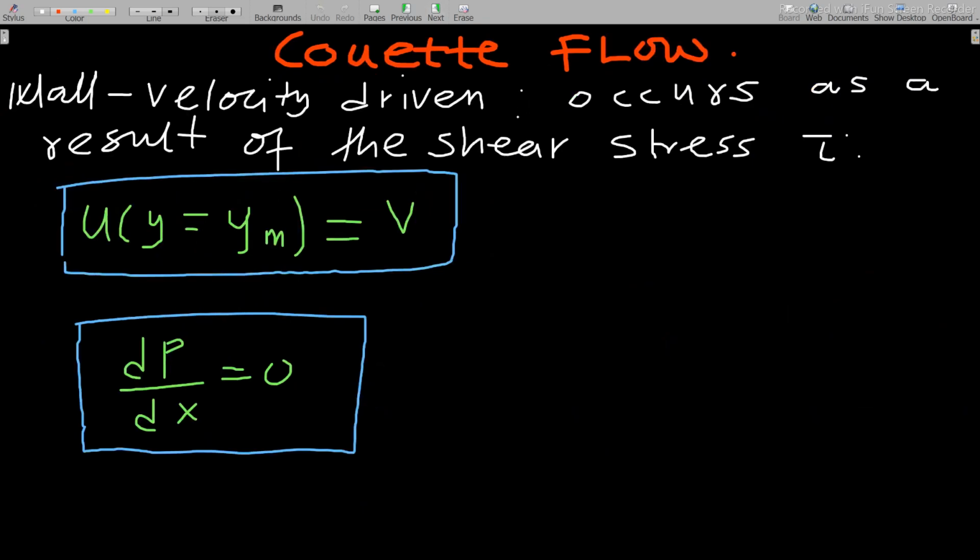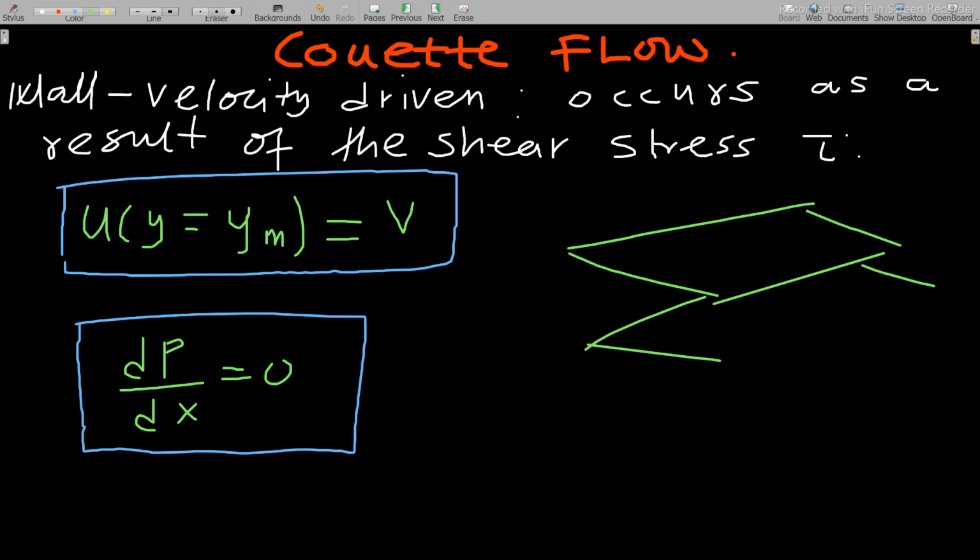About the Couette flow, now we are saying that this flow is being caused by wall velocity driven, meaning it occurs as a result of the shear stress tau. It is like this: I have the plates, let's say this is another plate, and then the fluid is moving through. As a result of the movement of the plate, a shear stress is caused between the fluid particles and the surface of the plate, so once the plate starts moving, there will be some movement, or some initial velocity, for the fluid.